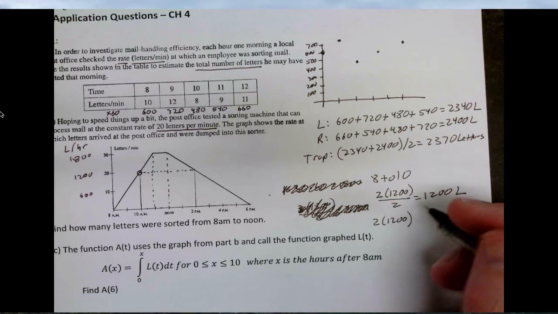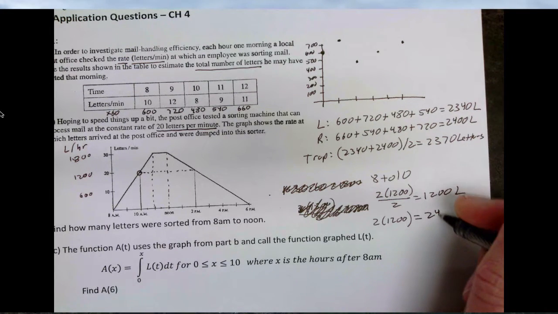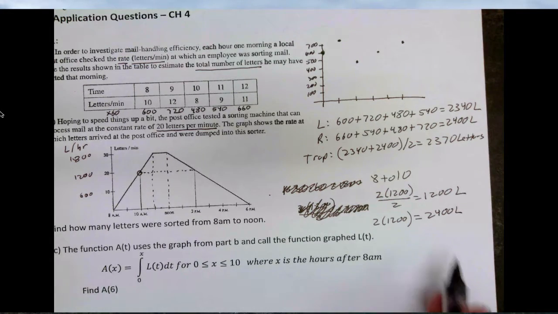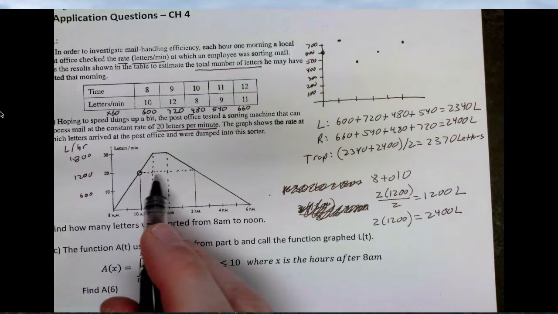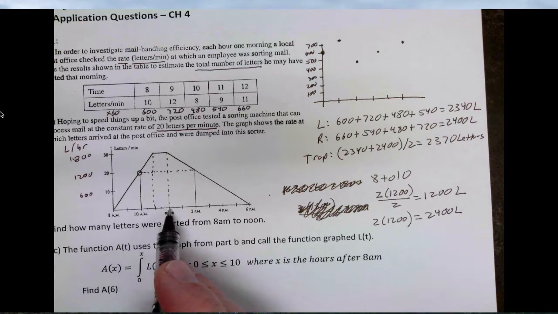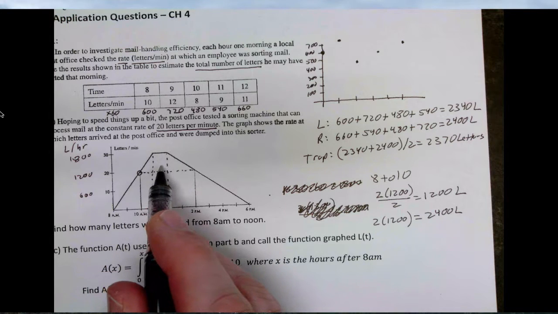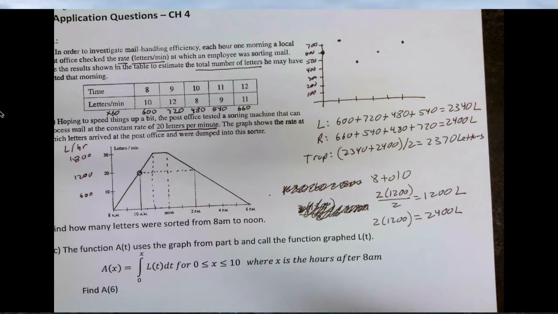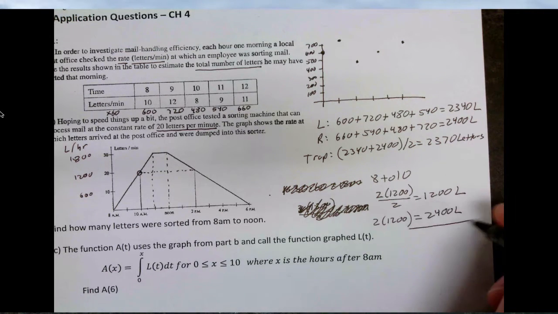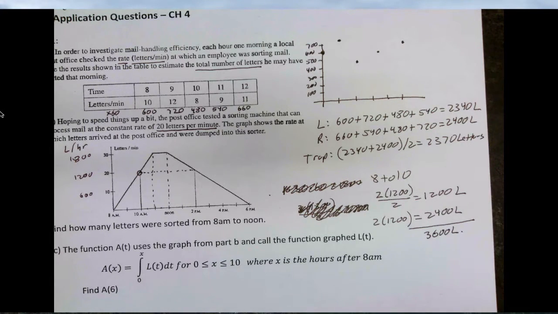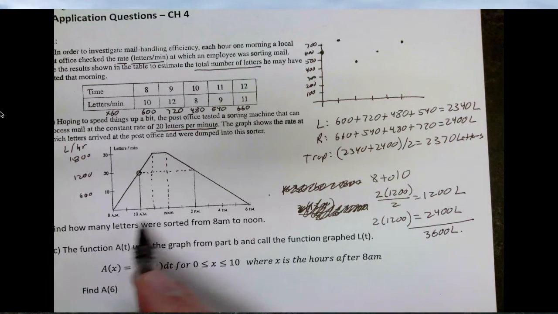So this is 2400 because it's working at its capacity. It's doing as many as it can, in this shape right there. This is extra stuff, just waiting in its bin for it to be able to actually sort it. So our total there is 3,600 letters. From 8 a.m. to noon, it was able to sort 3,600 letters.